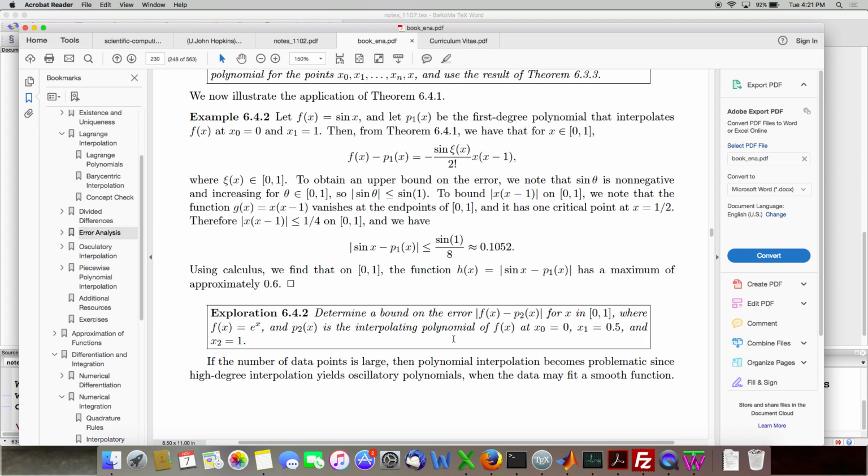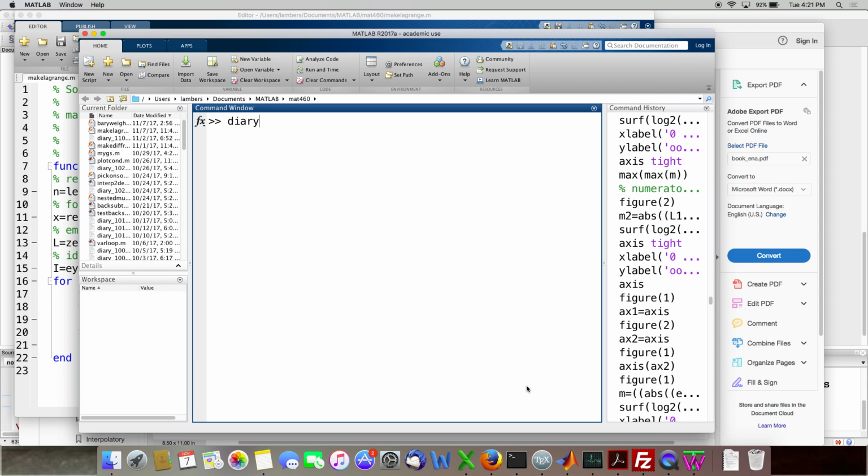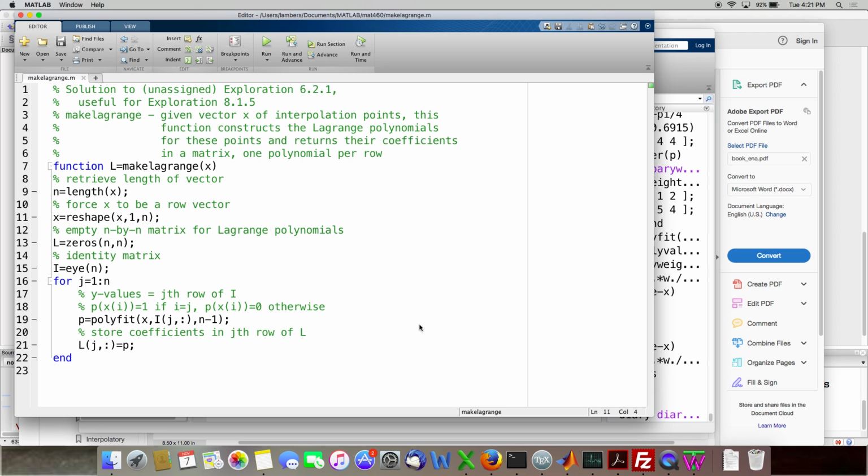So I'm going to show you first a code snippet. It's actually the solution of an exploration that I did not assign, but it happens to be useful for one that I did assign. And I figure any code samples are going to be helpful for various things anyway, just to get your fundamentals down. So what this function does, make Lagrange, you're giving it a vector of x values, like your x naught up to xn. So there's going to be n plus 1 values in this vector x. And what it does is it creates the Lagrange polynomials for these points, and it returns their coefficients in this matrix L. Remember, polynomials are represented in MATLAB as row vectors of coefficients. So each row of this matrix is going to have the coefficients of a Lagrange polynomial.